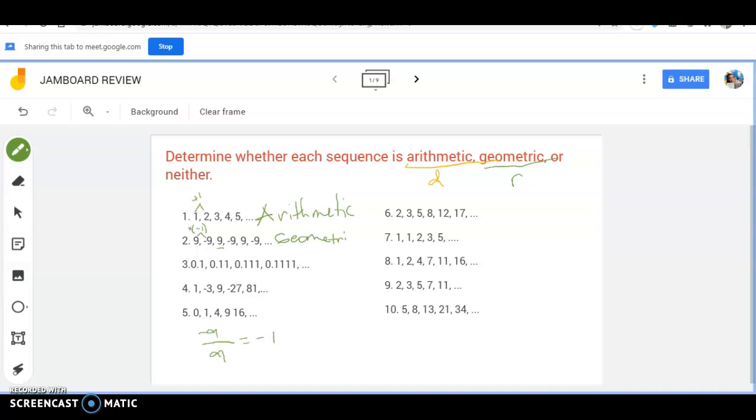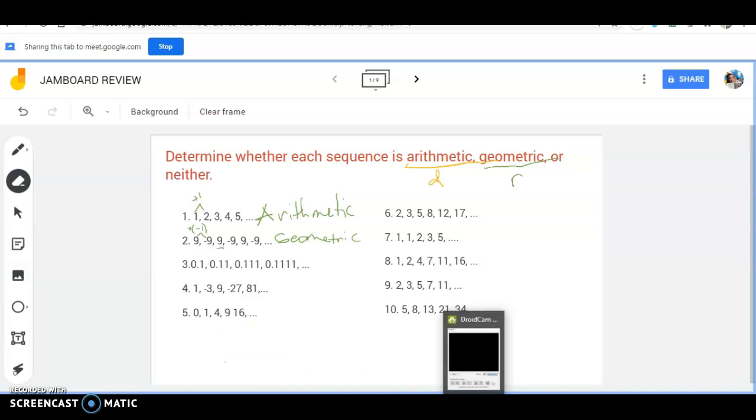Again, pag geometric, meron siyang common ratio. So ang common ratio ng pattern nito ay negative 1. Kuha, guys? Okay, very good. Thank you so much. What about number 3? Is it arithmetic, geometric, or neither of the two? Who says neither? Okay, very good. It's neither of the two.